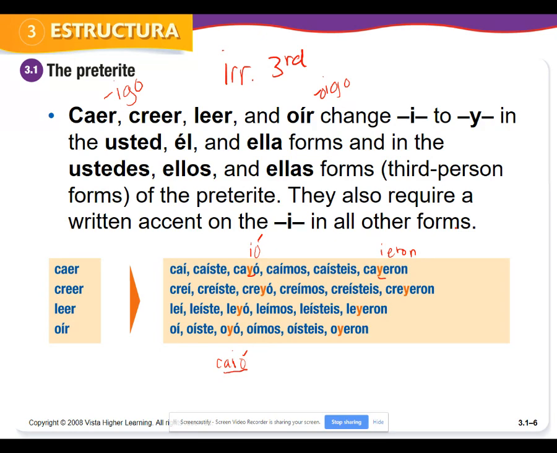Usually there's probably a spelling change, in the case of these verbs here, where you have creer, caer, leer, and oír. Because we have to pronounce our vowels, and because this three vowel combination is very difficult to pronounce, the I will go to a Y, and then you have cayó, and cayeron. So essentially, it's only happening in third person, but it's because you have that three vowel combination, and that's something that's very rare in the Spanish language. So make sure you're looking out for that.